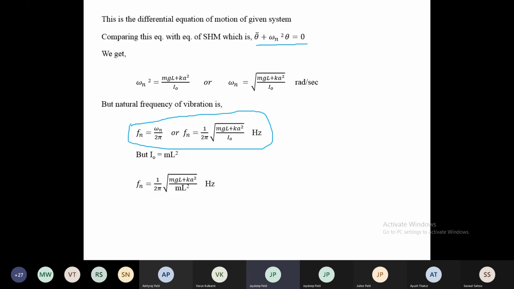Okay, done. Yes, sir. Now we have to solve the same problem by using the energy method.